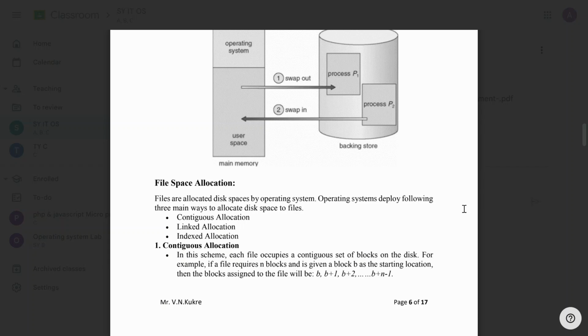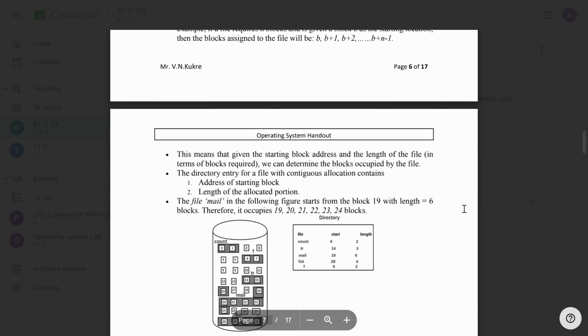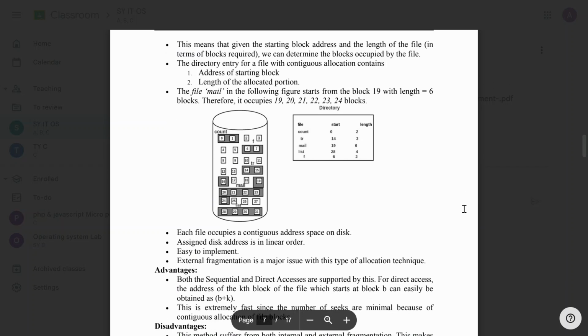Now, this means that given the starting block address and the length of that particular file in terms of blocks required, we can determine the blocks occupied by the file, and we can determine how many blocks are going to be occupied by that particular file.